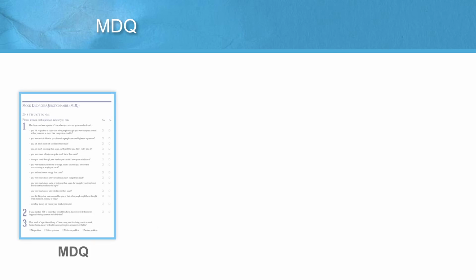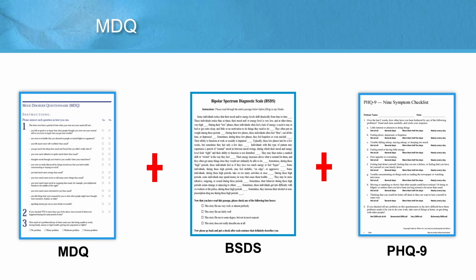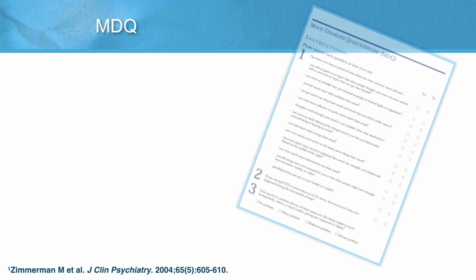The problems associated with misdiagnosis in the world of bipolar disorder are quite common and well known. In fact, to do our very best to avoid diagnostic errors, I'd suggest using the MDQ in combination with two other tools, the Bipolar Spectrum Diagnostic Scale, the BSDS, and the Patient Health Questionnaire, the PHQ-9. This trio is an excellent combination of scales and screeners to help us gather really important clinical information in the diagnostic process. Let's now turn our attention to the MDQ.